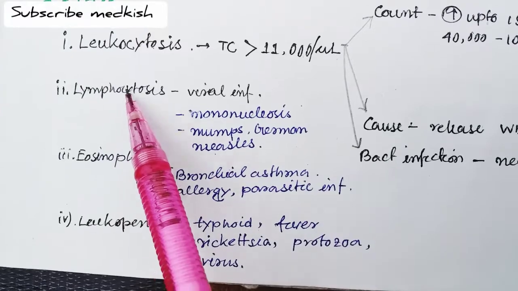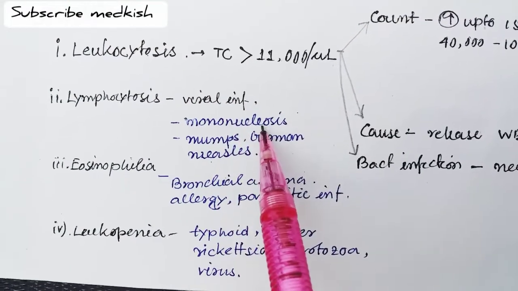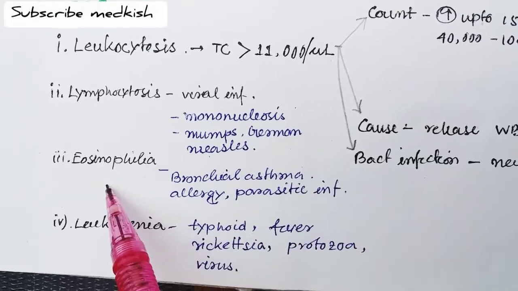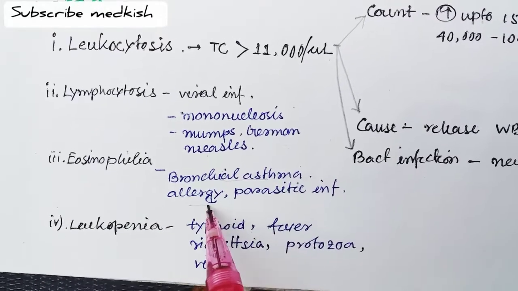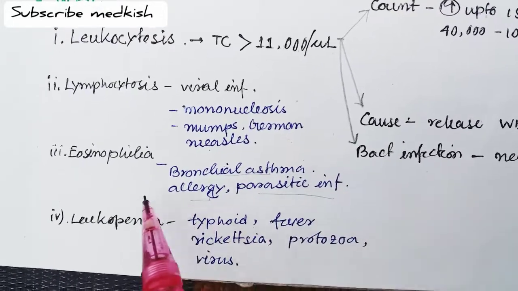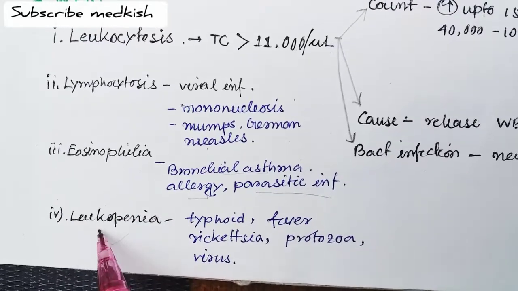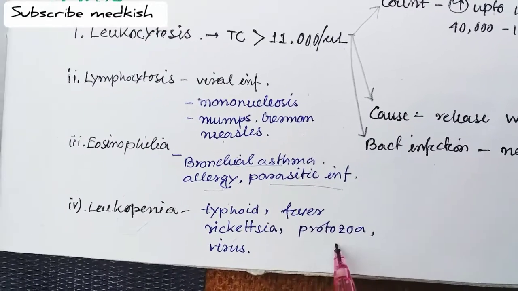Lymphocytosis may occur in viral infections, mononucleosis, mumps, German measles. Eosinophilia may occur in bronchial asthma, allergy, and parasitic infection. Leukopenia, a decrease in the WBC count, occurs in typhoid, rickettsia, protozoa, and viral infections.